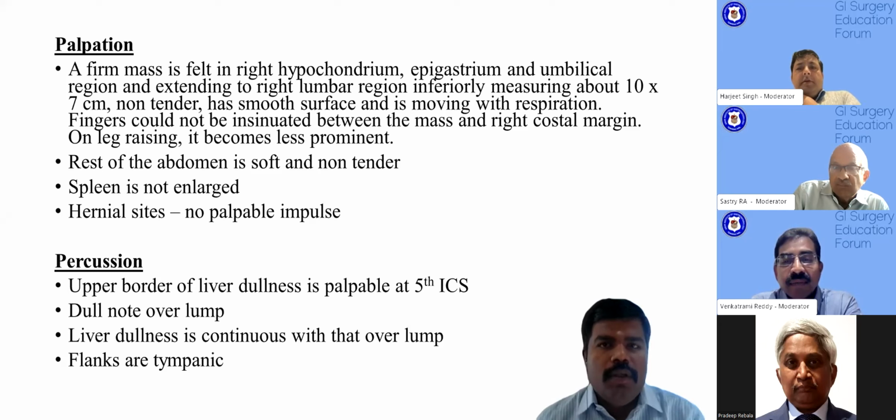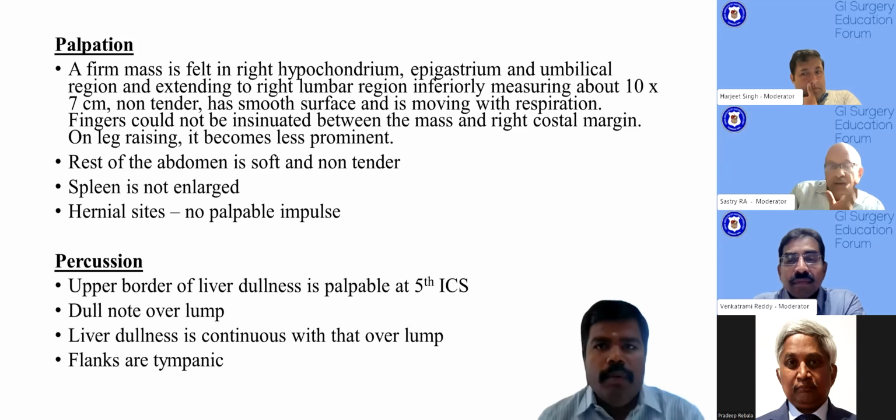If there was a mass of this size arising from the gallbladder, would it not be continuous with the liver dullness? It will be continuous, sir, but it won't be involving this much region. It is extending from the right hypochondrium, involving the epigastrium, umbilical region, and extending to the right lumbar region. So it's unlikely to be a gallbladder mass, the size is too big. Okay, I agree with that. Do you all agree with that?